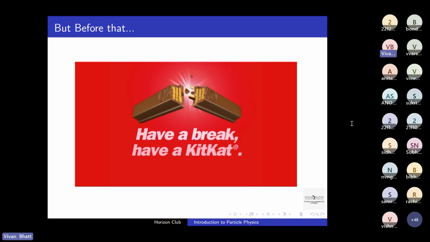No, no CPT violation. All right. What do you want to know about the kaons? As in what kaons are, or about their decay and why we violate CP?